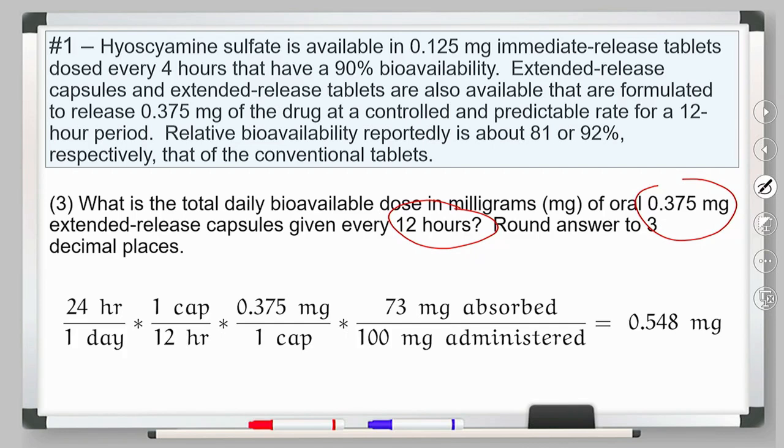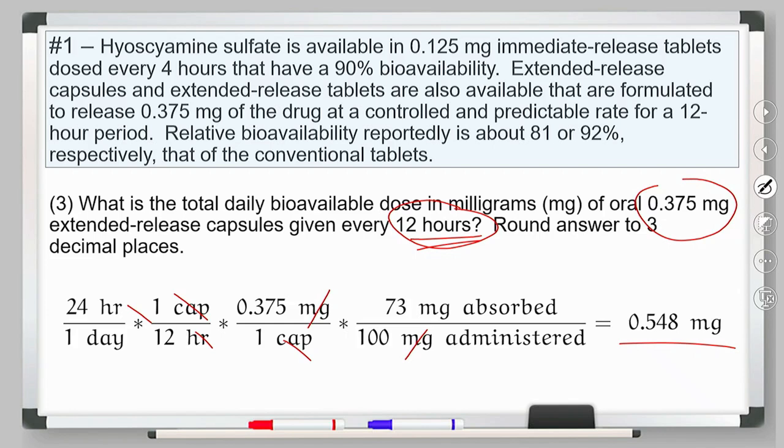Okay, not to make this too difficult. Again, how many doses per day in 24 hours if we're giving it every 12 hours? Clearly we're getting 2 doses per day. So 2 times 0.375 milligrams per capsule would give us the total daily dose. But remember, we're only going to absorb 73% of that. We only get 73 milligrams out of every 100 milligrams we administer. So when we multiply by that bioavailability factor, we see that the total is 0.548 milligrams, compared to our, what was it, 0.675. So definitely less on a daily amount than we were getting with 6 of our immediate release tablets.